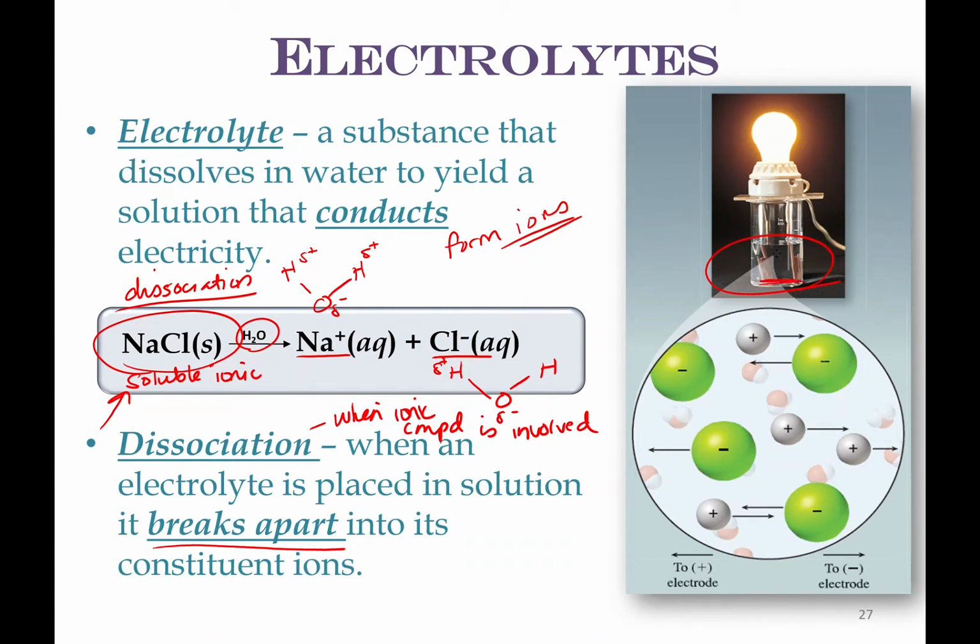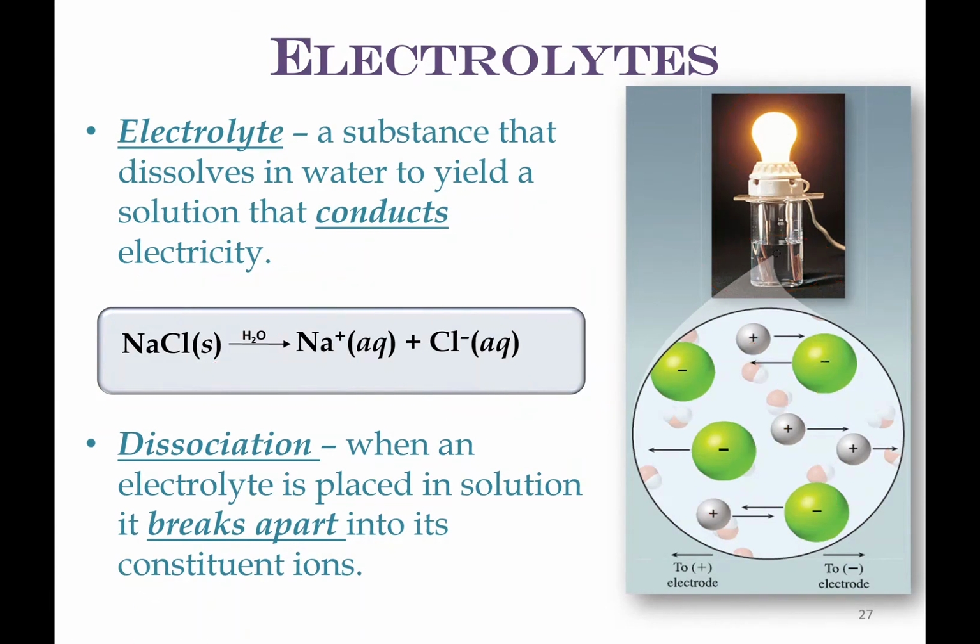So when we put the electrodes into this beaker, into a substance that is an electrolyte, the light bulb will light up because the electric current is going to flow. So there's a pathway for the electric current to flow through the ions in the solution. However, in a solution that does not form ions, we do not have a pathway. So an electrolyte is something that conducts electricity because it has a pathway for the electric current to flow.